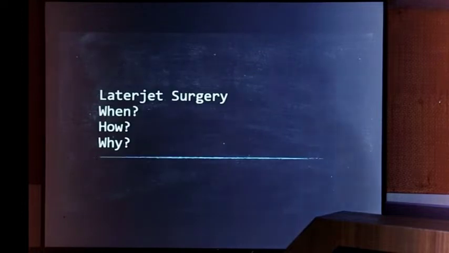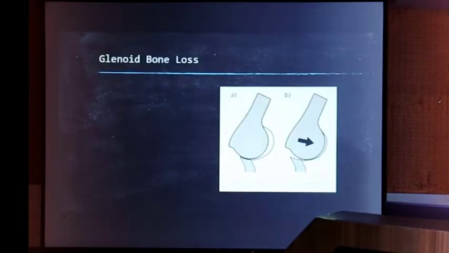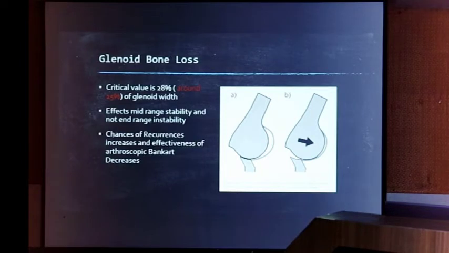So Latarjet surgery: when, how and why, that is what I am going to discuss in this short presentation. When is very important. The decision should be taken before the incision. Decisions are more important than incisions. So the essential tool here is the glenoid bone loss. What the literature has shown is that around 25% of glenoid bone loss will lead to an increase in the chances of recurrence, plus the effectiveness of arthroscopic Bankart repair decreases.